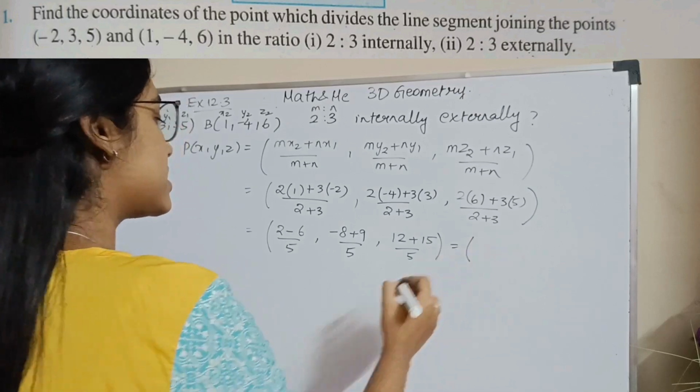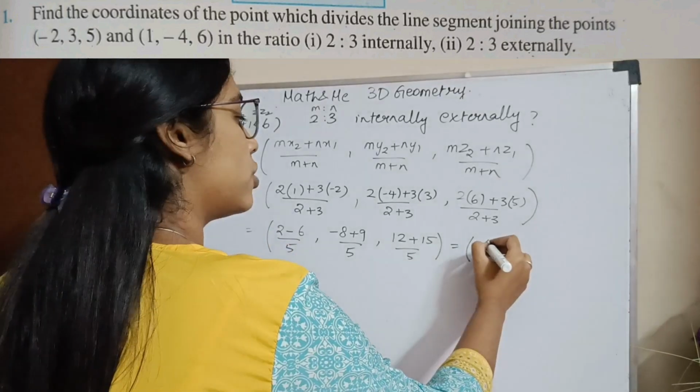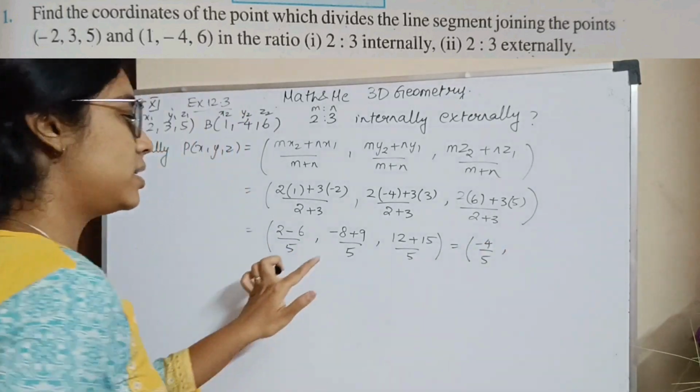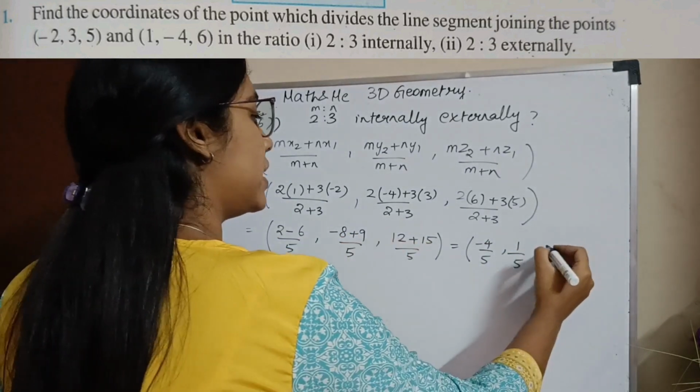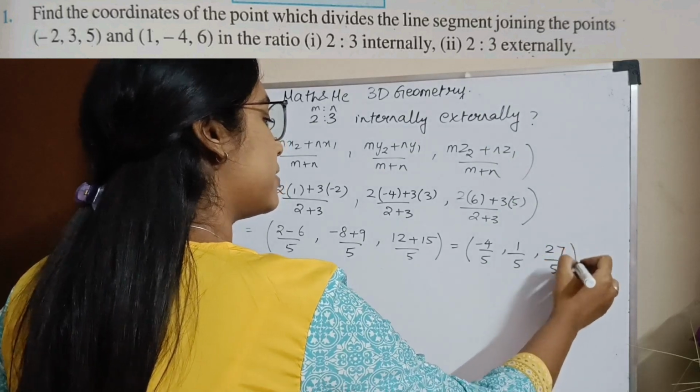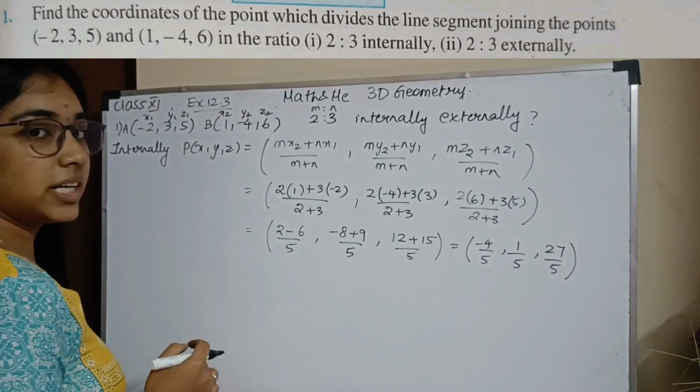So what will be my coordinates? 2 minus 6 is minus 4 divided by 5, minus 8 plus 9 is plus 1 divided by 5, 12 plus 15 is 27 divided by 5. So these are my coordinates when it is divided internally.